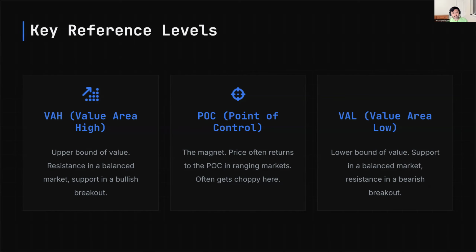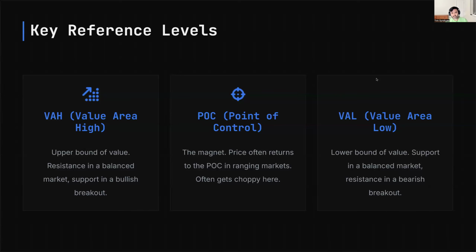So a value area high is the upper layer of value. Think of it as resistance in a balanced market. If you're seeing a range day or a rotational day, think of it as resistance, but also think of it as support with a bullish breakout. If you're going to see continuation of higher prices, you don't want to see that value area fail.